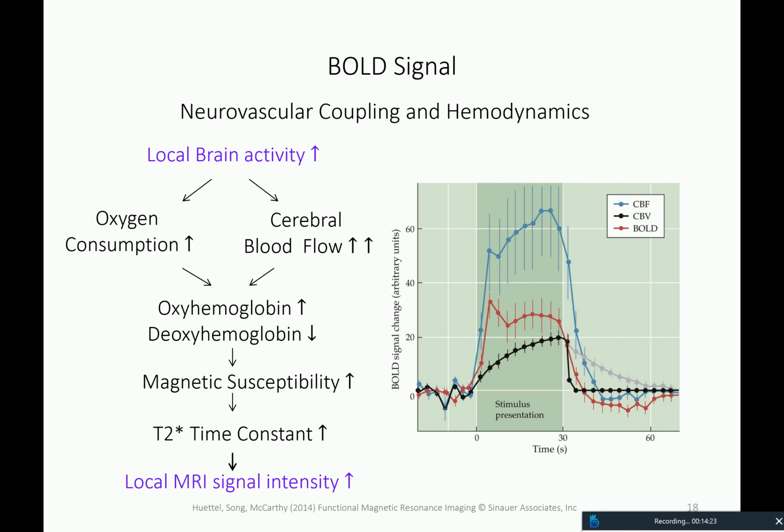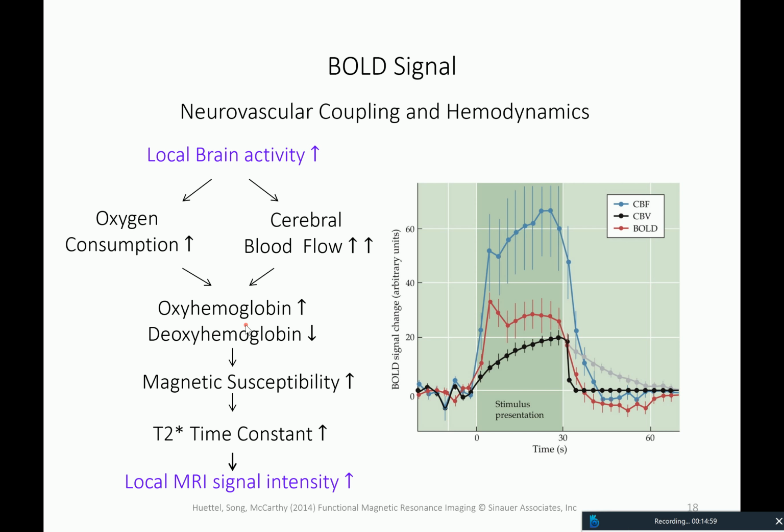So this tries to explain at this point already a little bit more in detail how one thinks that these kinds of changes play a role. So we will go about this again. For the moment, the important thing is that local brain activity leads to local changes in oxygen consumption and cerebral blood flow, which again changes the ratio of oxyhemoglobin and deoxyhemoglobin.